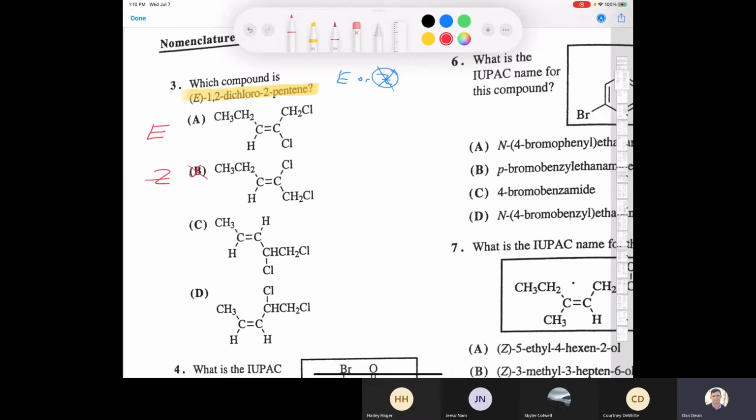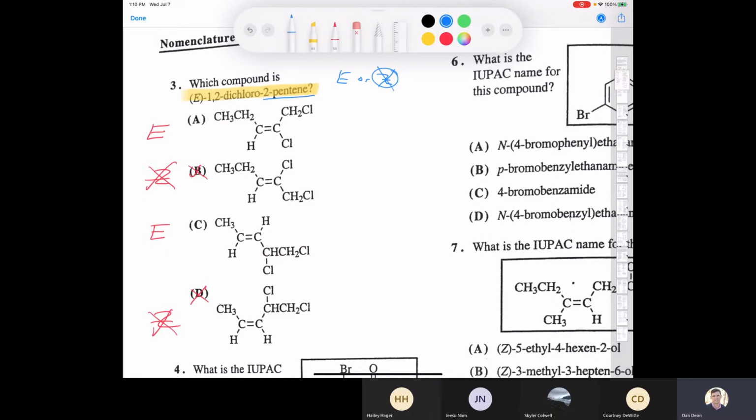C is also an E compound, right? You can see that these two groups are the highest priority groups, so this is also an E compound. And then D, you can see you have the two protons cis to each other, so this is definitely a Z compound, so we can cross that one off. So now it comes down between A and C. Which one of these compounds is it going to be? Oops, I crossed off the wrong ones. Because it's got to be an E compound. So we'll cross off the two Z compounds. There we go.